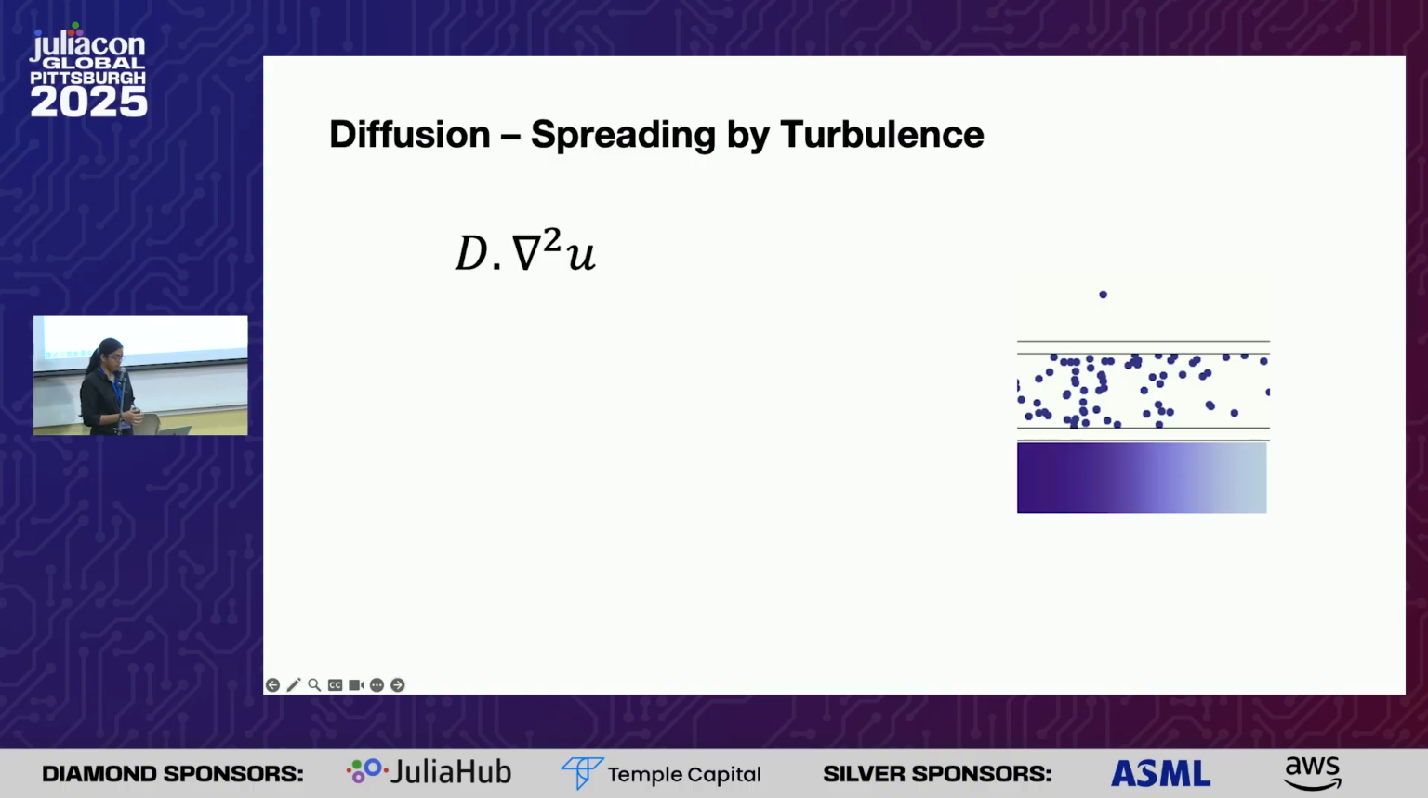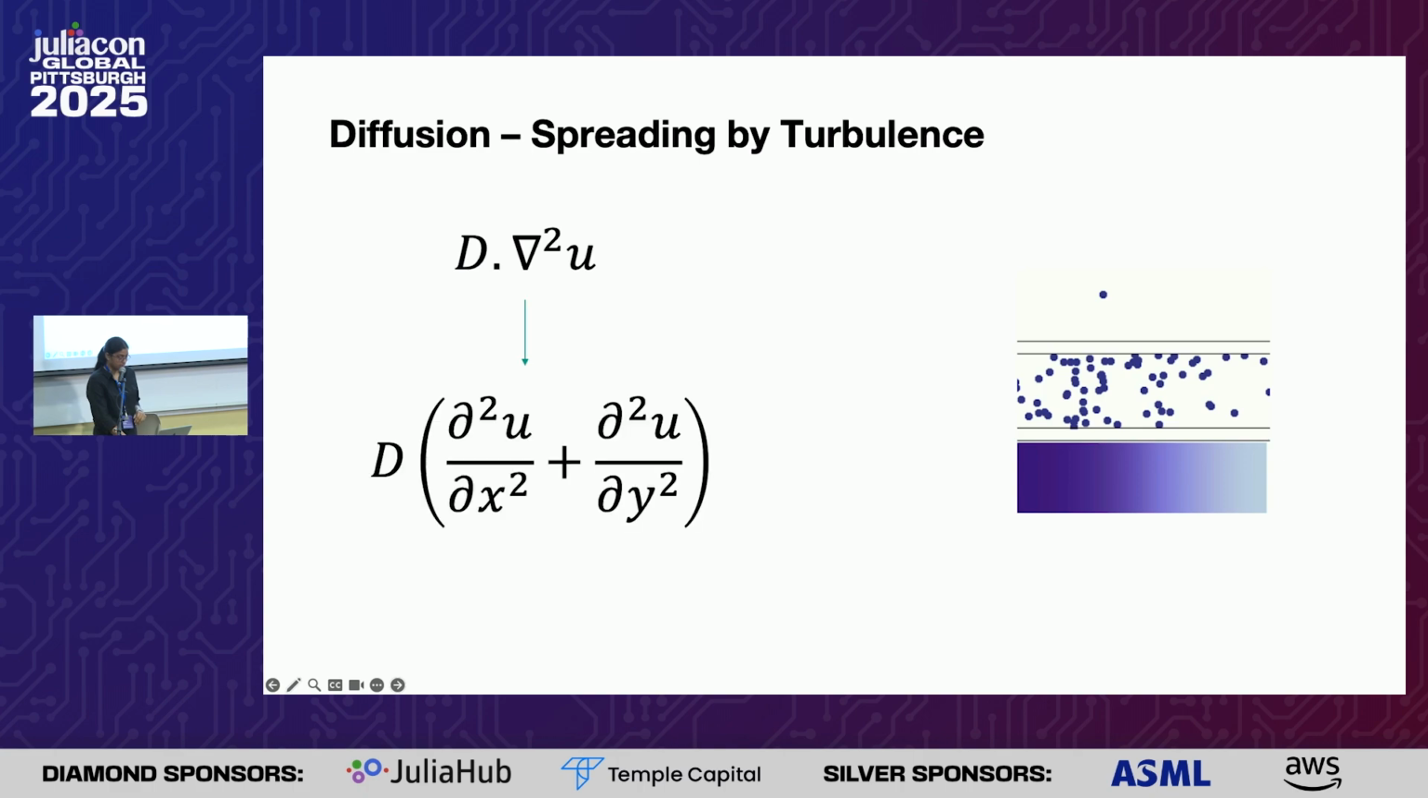And Δ²u is the Laplacian. We can think of it as a measure of the peakness or the curvature of the concentration. So the sharper the peak of the pollutant, the stronger the diffusion effect will be at that point. This is simply an expansion of the Laplacian in our 2D coordinates, and we have used specific constants for the velocity and the diffusion coefficient for our experimentation.